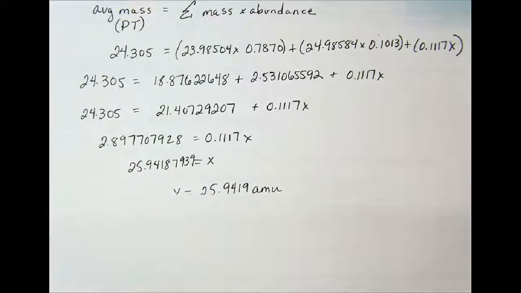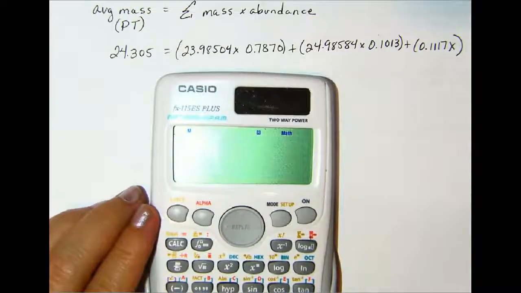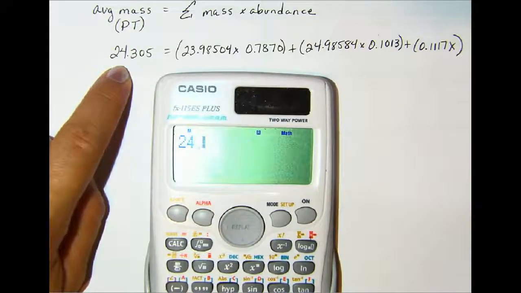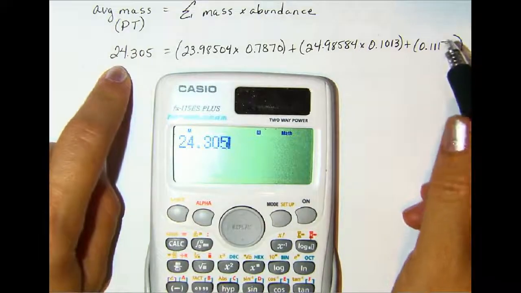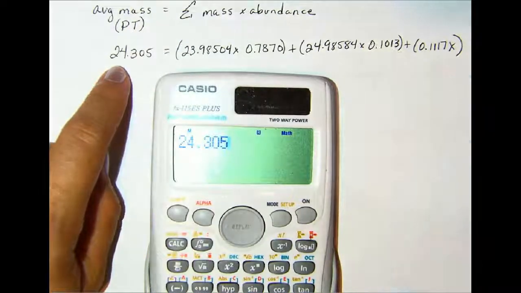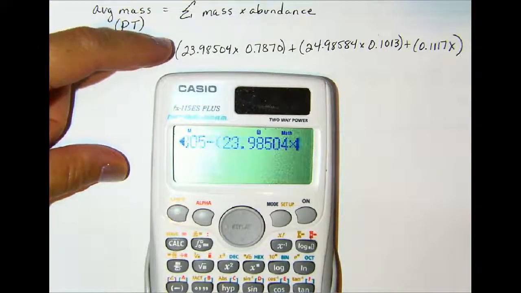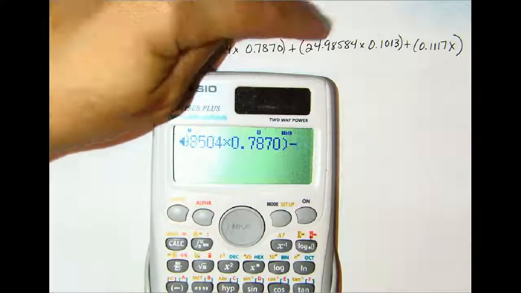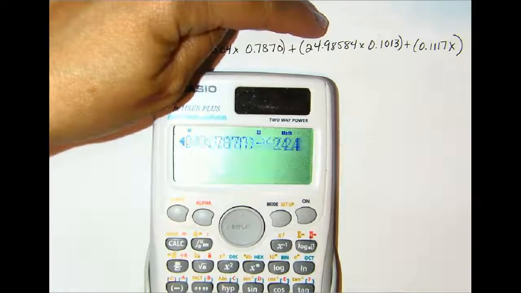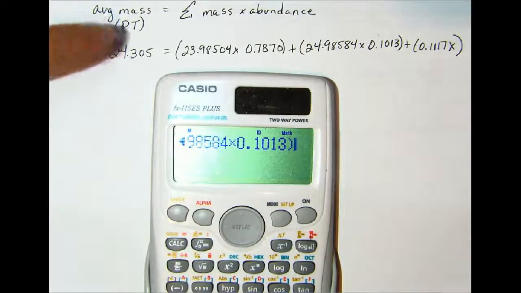I'm going to show you how you can calculate this all in your calculator with 2 easy steps. I'm going to type in this value, 24.305, because my x is over here. And I know that I'm going to end up subtracting this to the other side as well as this. So I'm going to hit minus, open parenthesis, 23.98504 times 0.7870, close parenthesis. And I'm going to subtract this set, so minus open parenthesis 24.98584 times 0.1013 close parenthesis. I'm going to go ahead and hit equals, and that's going to be this number minus this.